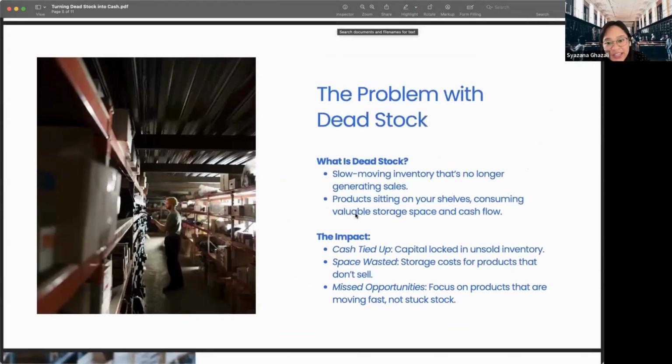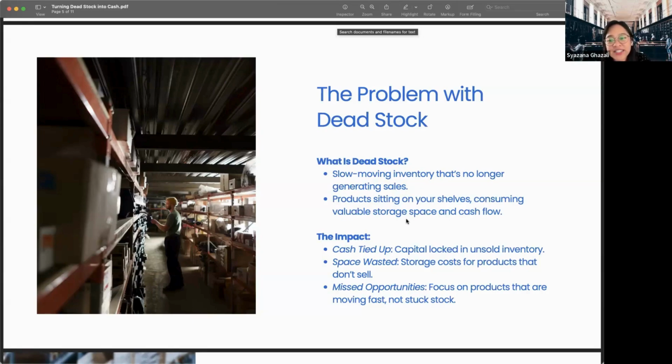So now, what's the problem with dead stock? As we all know, dead stock is basically slow-moving inventory that is no longer generating sales. They are probably just piling up at the corner of your inventory. We do have most of our accounts who are selling perishables as well. Those products usually get more attention because of expiry dates and all that. But more often than not, the non-perishable items tend to be overlooked. So it's always best for us to understand and know where your dead stocks are.